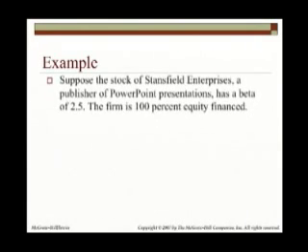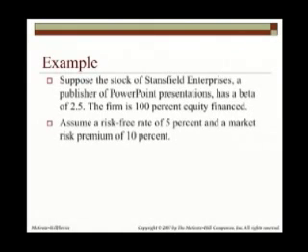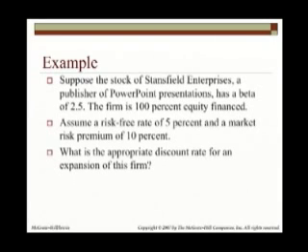So let's think about Stanfield Enterprises. They publish PowerPoint presentations and they have a beta of 2.5, and the firm is 100% equity financed. We'll assume that the risk-free rate is 5%, the market risk premium is 10%, and we'll ask what's an appropriate discount rate for an expansion of this firm.